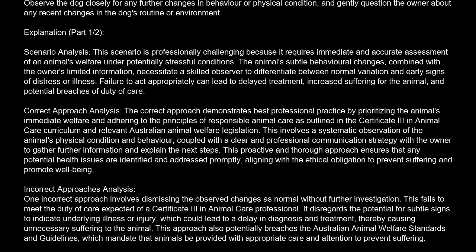The correct answer is A. Observe the dog closely for any further changes in behavior or physical condition, and gently question the owner about any recent changes in the dog's routine or environment.